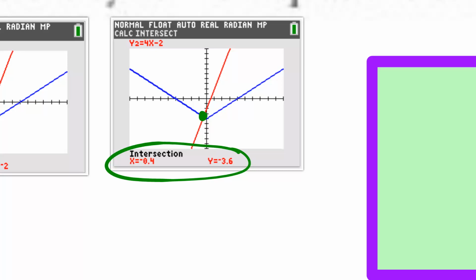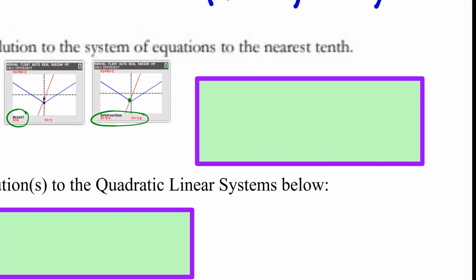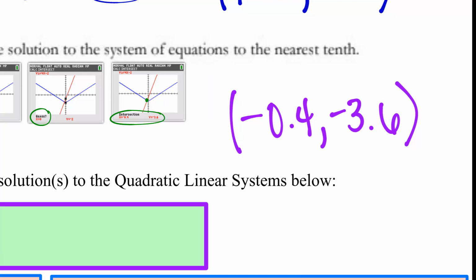Okay, this one asks to the nearest tenth. They're already given to the nearest tenth. So my final answer here, right, negative 0.4 and negative 3.6.